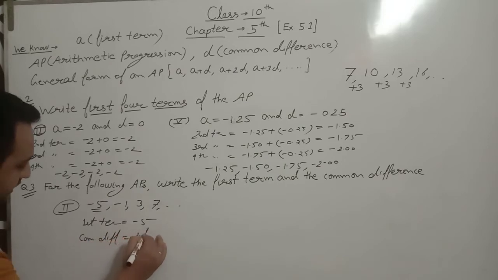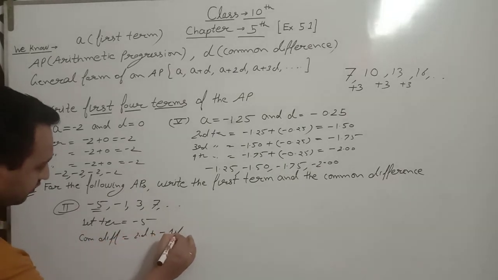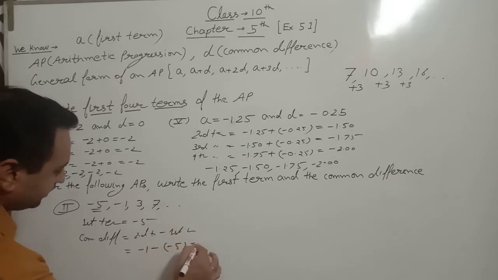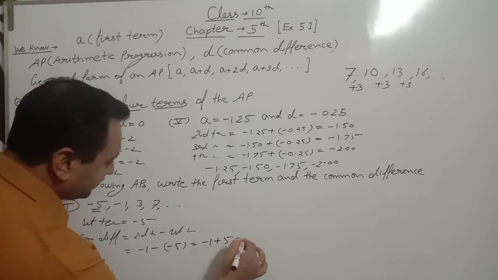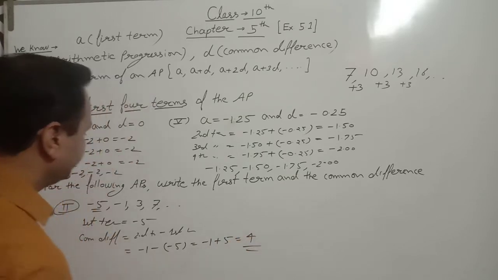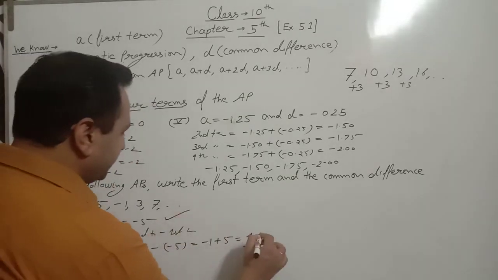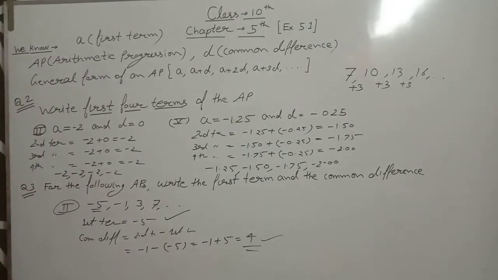For that, second term minus first term: -1 minus -5, that is -1 plus 5, and the value is 4. So the first term is -5 and the common difference is 4. Similarly we can do the remaining parts of this question. Okay, now note it down.